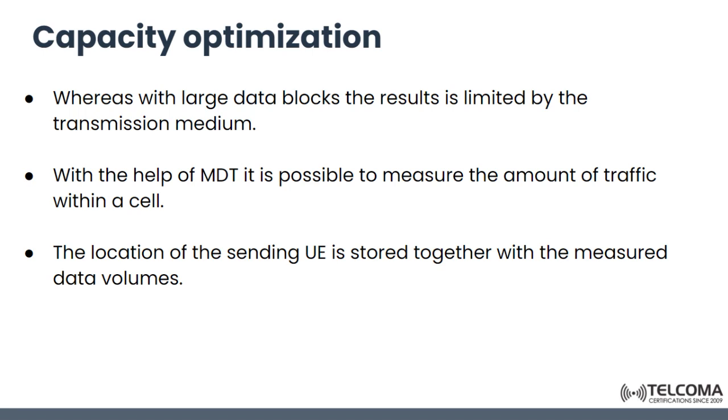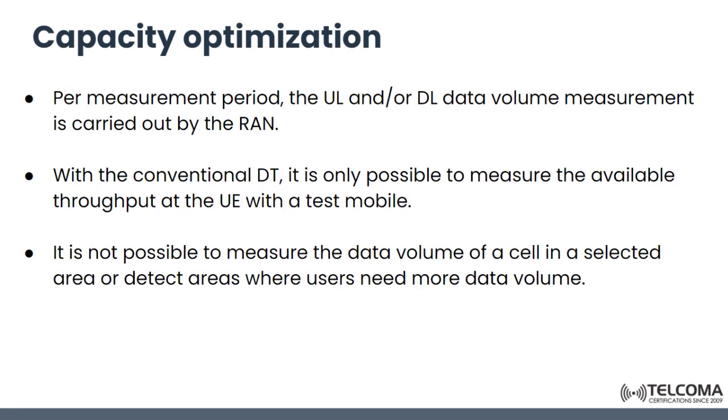The location of the sending UE is stored together with the measured data volumes. Per measurement period, the uplink and downlink data volume measurement is carried out by the RAN. With the conventional drive test, it is only possible to measure the available throughput at the UE with the test mobile. It is not possible to measure the data volume of a cell in a selected area or detect the areas where users need more volume.